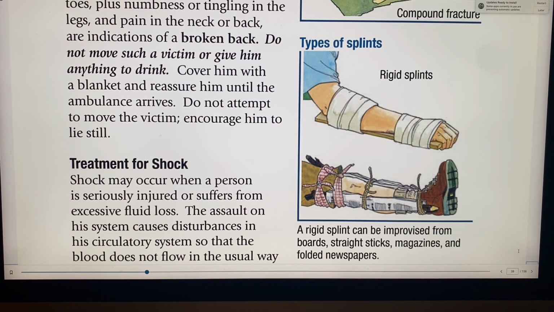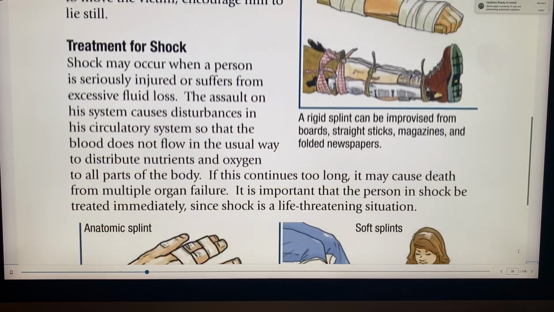Now, if they have signs of a broken neck or something like that, you're not going to want to move them. And if they have the inability to move their toes or tingling in their legs or pain, you can always say, okay, maybe they might have a problem, so you don't want to move them with a broken neck.